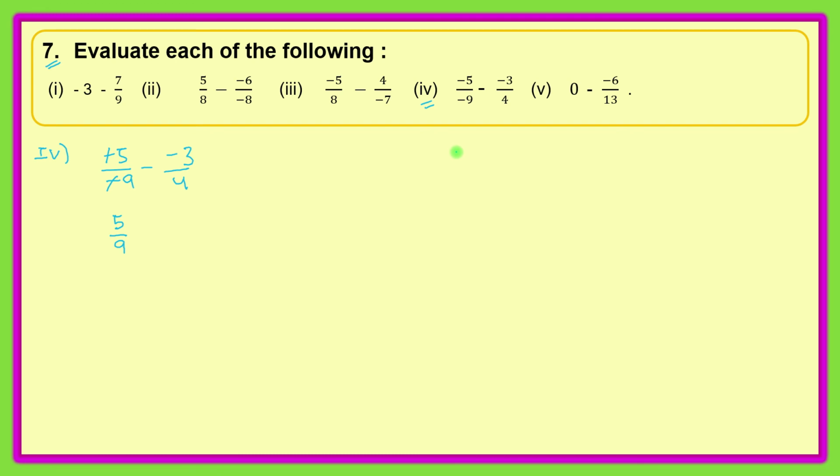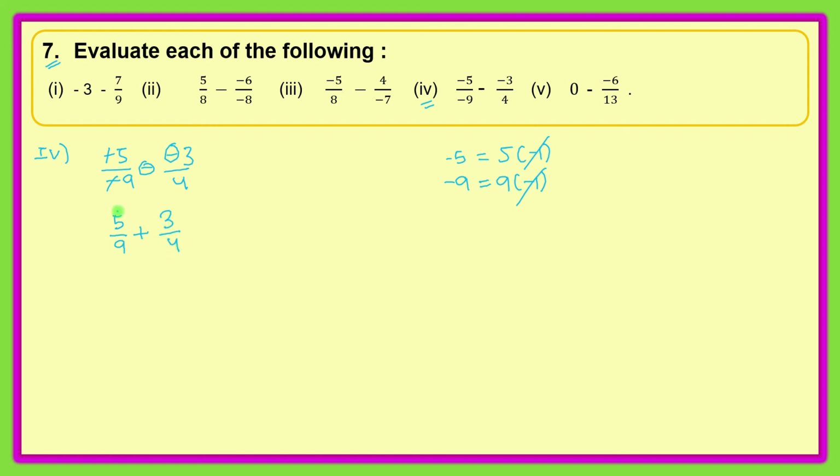Why? Because minus 5 would be equal to 5 into minus 1. And minus 9 is equal to just 9 into minus 1. So, I can cancel the common factor of minus 1 from the numerator and denominator. So, that's why 5 upon 9 will be the answer. And like this, here minus into minus will become plus. So, that's why plus will come. So, we have plus 3 upon 4.